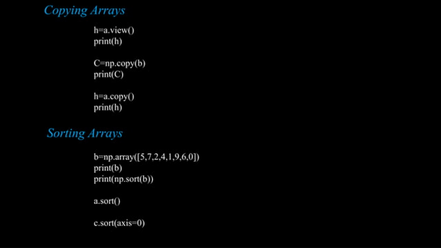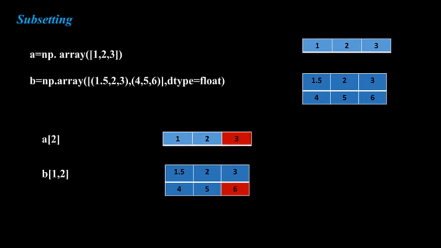Now copying arrays. How to copy an array? H is equal to A.view and print H. C is equal to np.copy of B, print C. Now H is equal to A.copy, print H. Sorting arrays. B is equal to np.array, and in that we have a list which contains numbers. Print B. Print np.sort of B, A.sort, C.sort with axis equal to 0.